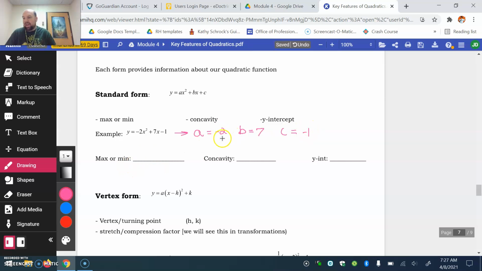So max or min, because A is -2, that means it's concave down. Well, actually, I'll go to that concavity in the middle there, down. And because it's concave down, that means I have a max. My vertex is the highest point. And then the y-intercept involves this -1. Now remember, if we're talking about the y-intercept, this point here, the x value is always the same. It's 0. So the -1 is just our y value.